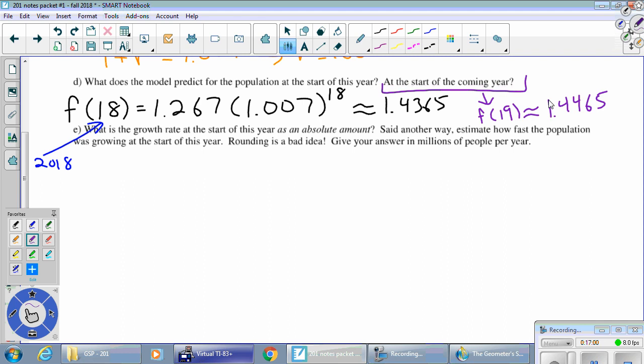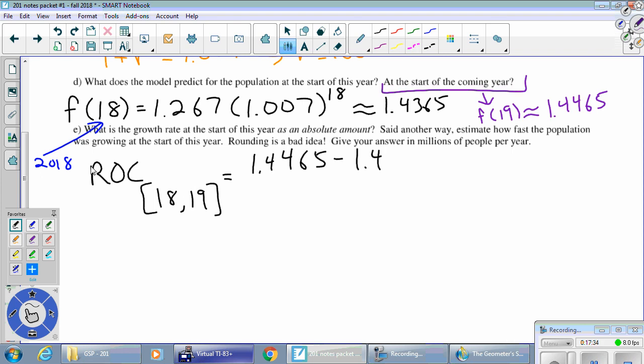Okay, so the growth rate at the start of this year as an absolute amount. So as an absolute amount, we're looking for by what number of people did the population change at the start of this year, at that one moment in time? So if I wanted to look, for example, I'm just gonna call it rate of change, ROC for rate of change, between 2018 and 2019. Well, that's easy, right? I have the two numbers here. I've got the 1.4465 billion people, subtract the 1.4365 billion people. I'm going to go ahead and divide by one. It's silly to write down because it's just one year that's happened, but I'm interested in billions of people per year, so it feels like I should be dividing by the number of years that have elapsed.